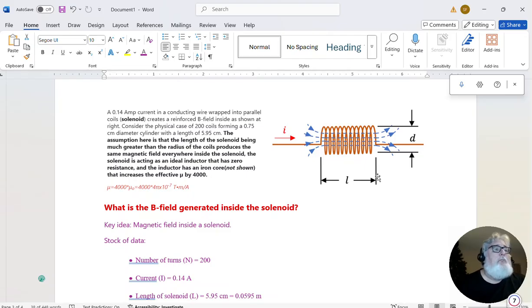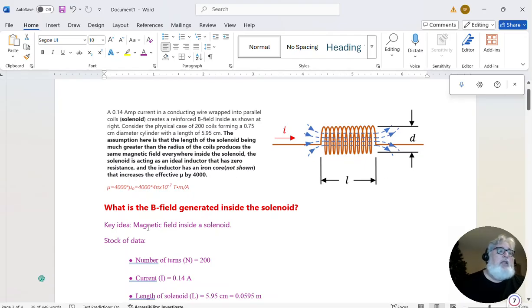The inductor has an iron core, which is not shown, and increases the effective magnetic permeability by a factor of 4,000. In other words, we're going to take that factor mu naught that we've been using and multiply it by a factor of 4,000. So what is the B field generated inside the solenoid? Okay, here we go.